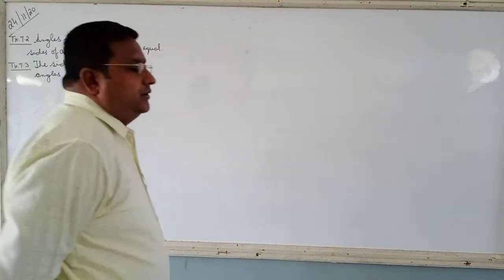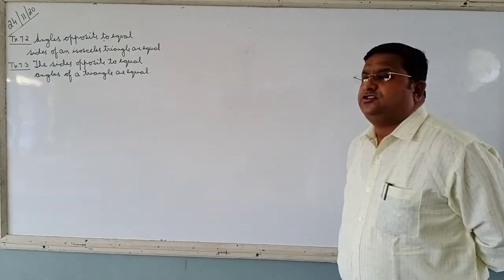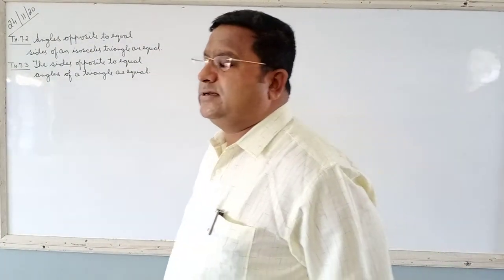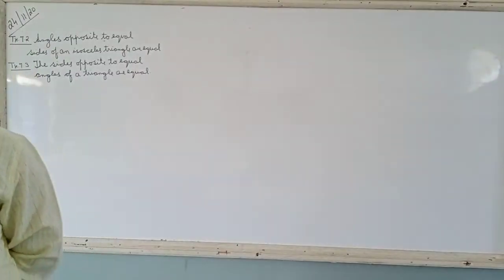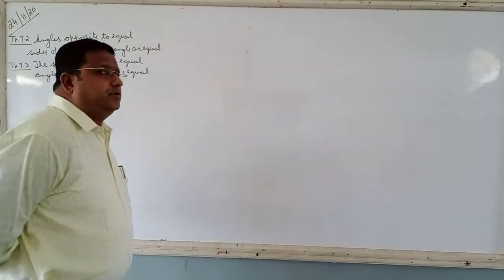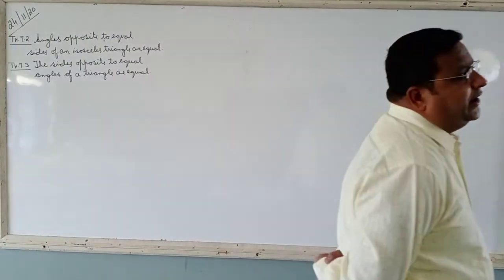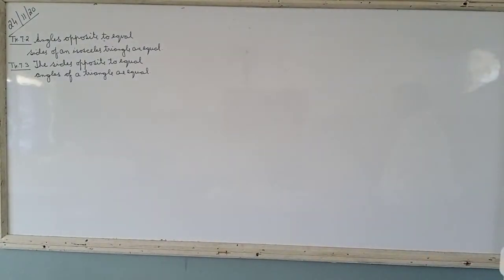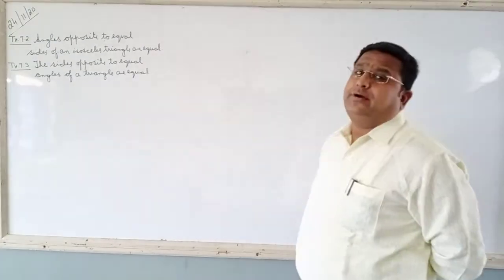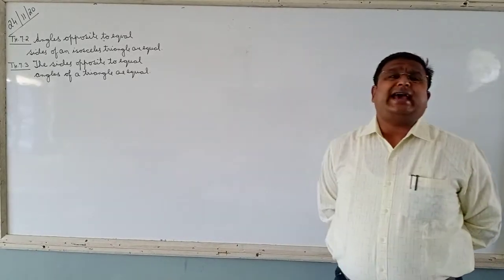Good morning, students. Welcome back to our chapter number 7. That means what we were discussing, the triangles chapter. We had done types of congruencies and we had discussed exercise 7.1, application of certain triangle congruency. Now today we come down to properties of an isosceles triangle.